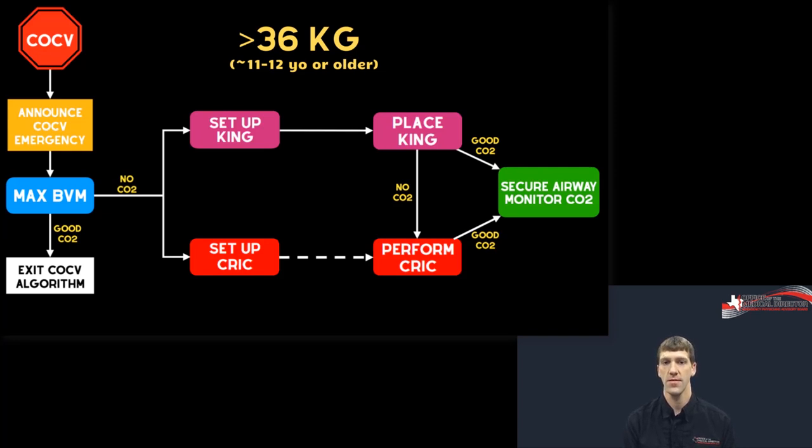First, we'll announce the COCV, attempt max BVM ventilation, and if we do not get end-tidal CO2 back, we'll do our simultaneous setup of a King and a crike. We'll attempt to place our King, and if we get good end-tidal CO2 back, that's great. However, if we do not get any end-tidal CO2 back, we're going to rapidly perform our crike. After the crike, we're going to secure our airway and monitor CO2 after that point.